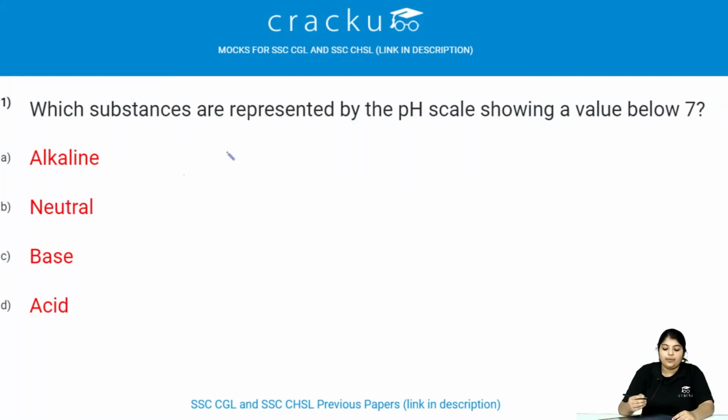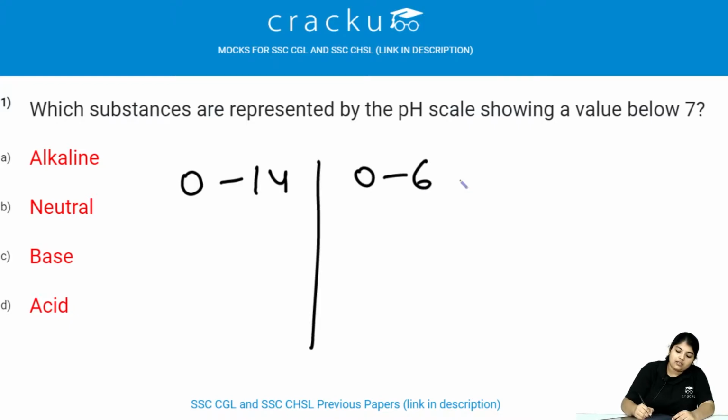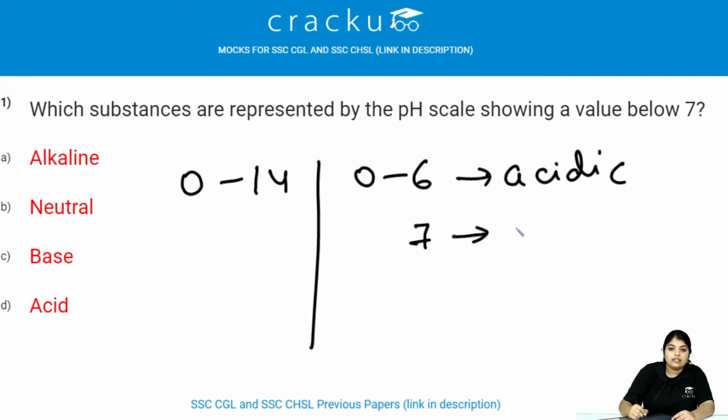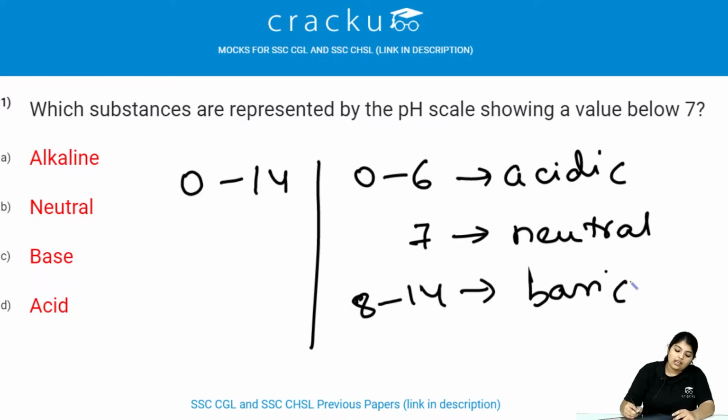Substances that are represented by the pH scale showing a value below 7. First, let us see the pH scale. The pH scale is from 0 to 14. Here 0 to 6 is acidic, 7 is neutral, and 8 to 14 is basic. Therefore, the substances that are represented by the pH scale showing a value below 7 are acids.